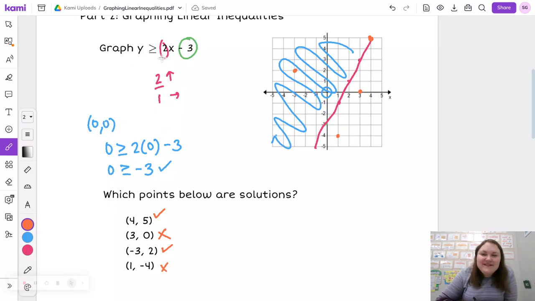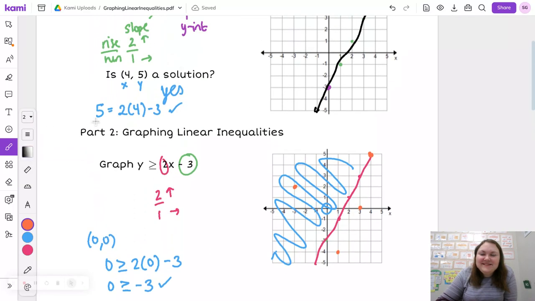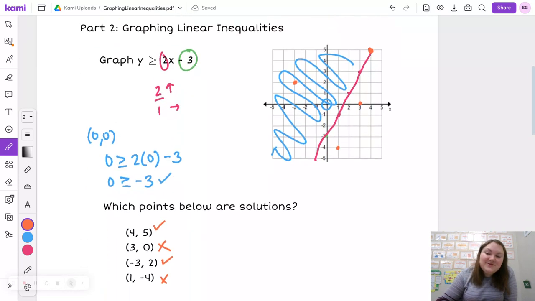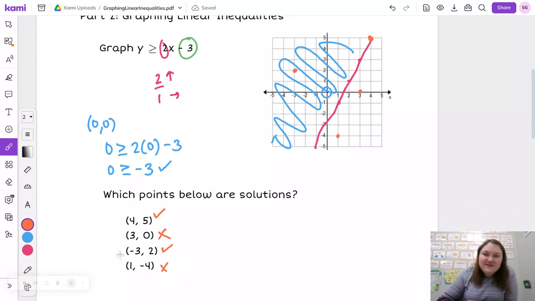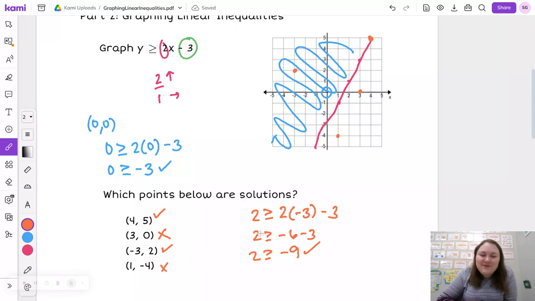Points like (4, 5), if I substitute them into this inequality, it's the same math we did up here. It would give me 5 is greater than or equal to 5, which is true, but also points like (-3, 2). If I substitute that into this inequality, it would say 2 is greater than or equal to 2 times -3 minus 3. When you do that math, you get -6 minus 3, which equals -9. 2 is greater than -9, which is why this is true. But we love the graph because it saves you from having to do all of this math. You're just looking on the graph to see is it in the shaded area or on the solid line.